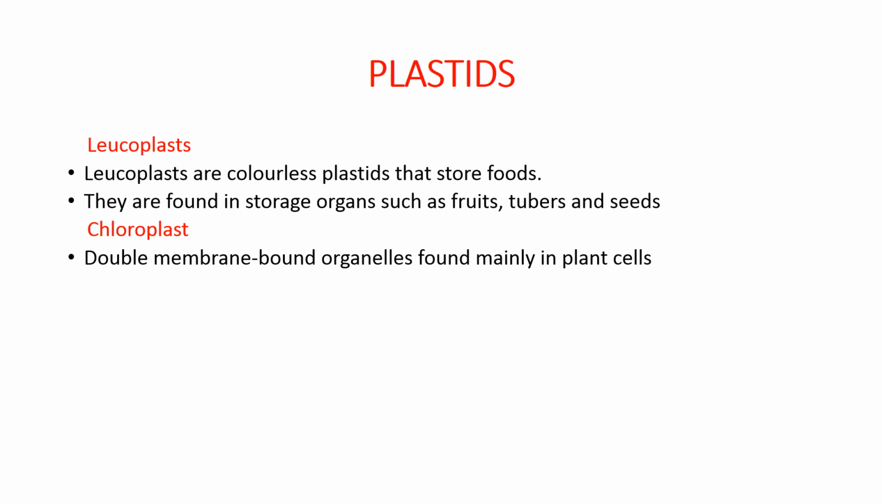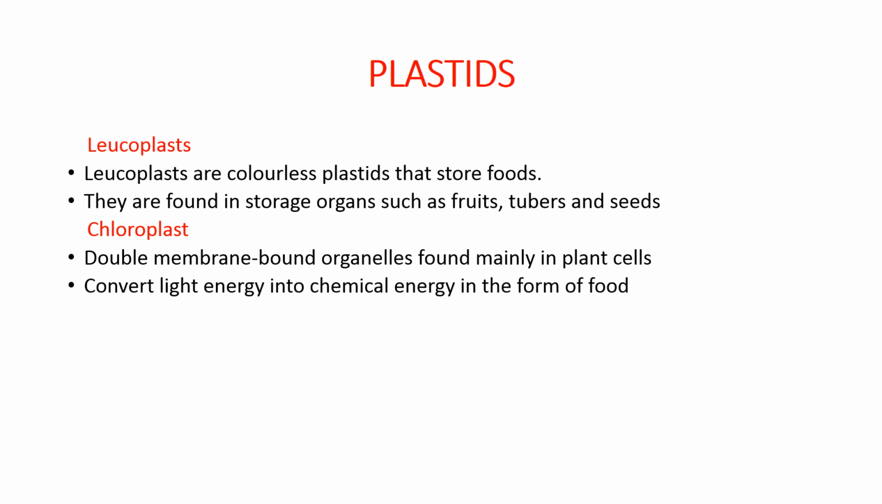Chloroplast. Double membrane bound organelles found mainly in plant cell. Inside the chloroplast, chlorophyll is present. Function: convert light energy into chemical energy in the form of food. So this is the function of the chloroplast. They provide green color to the leaves, stems and vegetables.